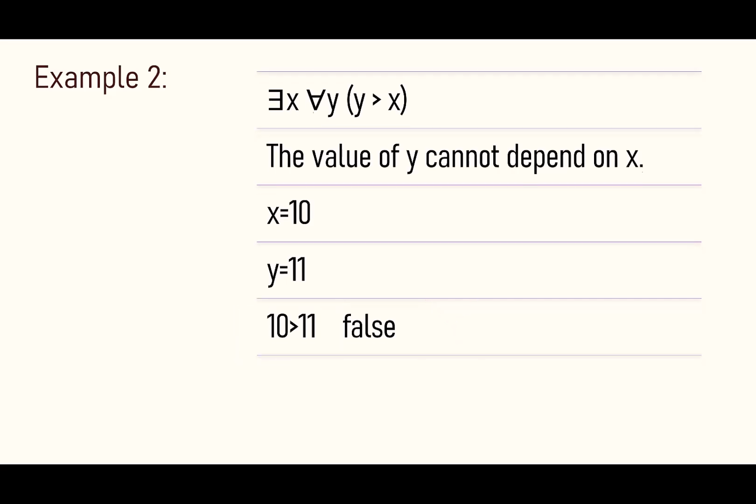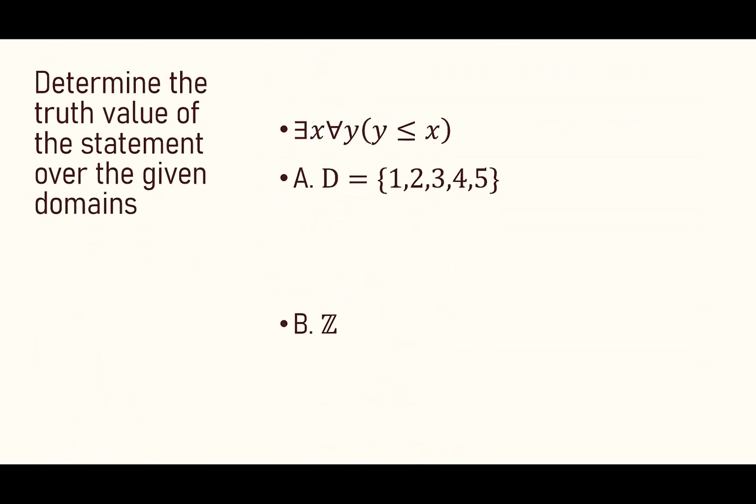When we look at the statement 10 is greater than 11, we know that's false, which means our whole statement is false. Now let's find the truth value of a statement, but we're going to change up the domains. Our statement is there exists x for every y where y is less than or equal to x. Part A says our domain is 1, 2, 3, 4, 5. We want to know if we can pick a value of x such that it's greater than or equal to y for all values of y. And over our domain of D, this is true.